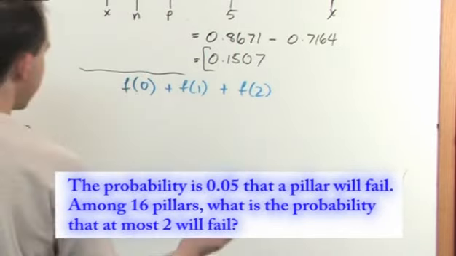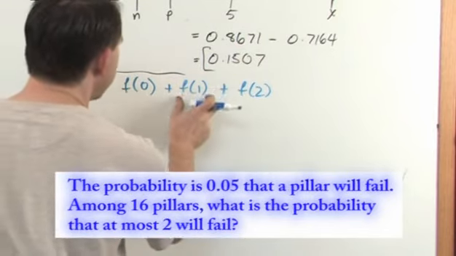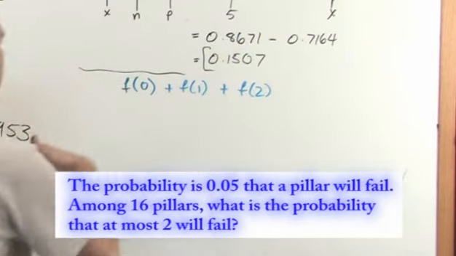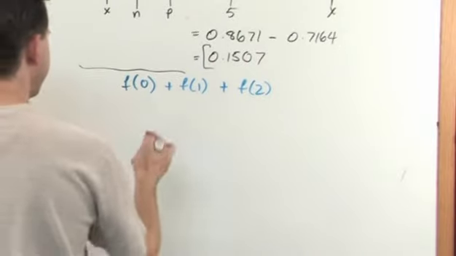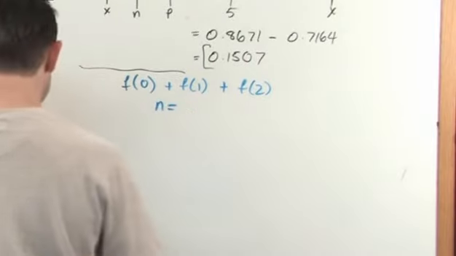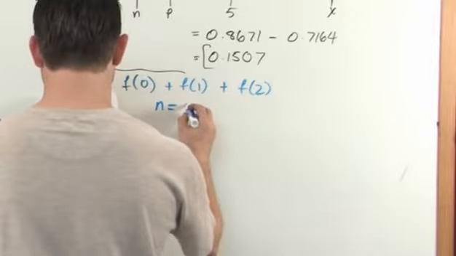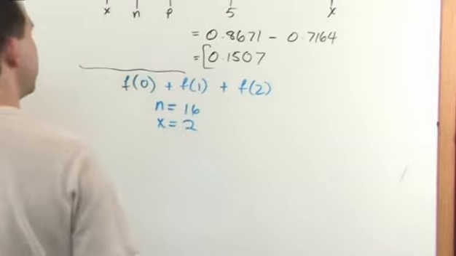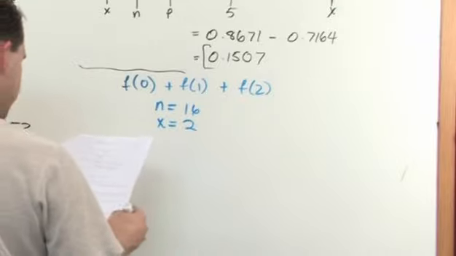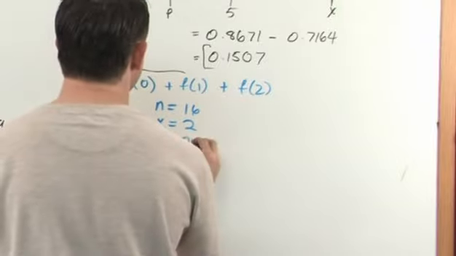So if you were using the other kind of table, you'd find this probability, then this probability, and this probability, and you would add them all together. But since some of these tables are constructed in this fashion where they're actually a cumulative table, you could do it really easy if you just go in there and notice that in this case, n is equal to 16, x is equal to 2 because that's what I'm saying. At most 2 can fail, right? And the probability is 0.05.